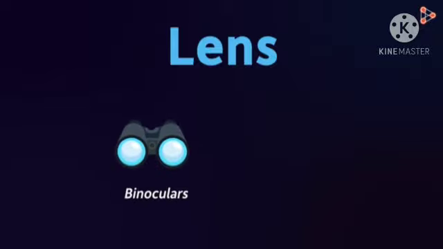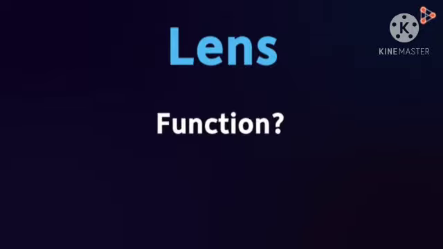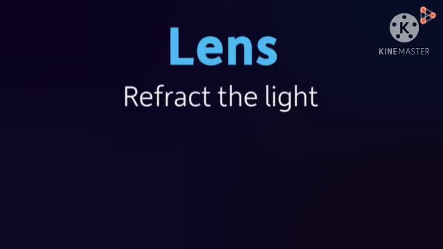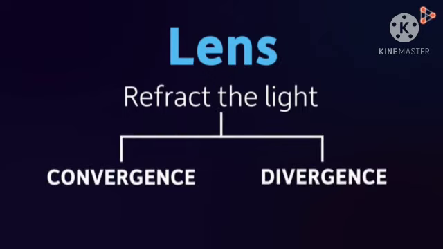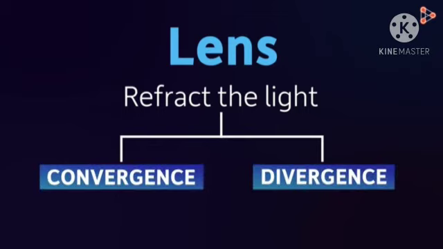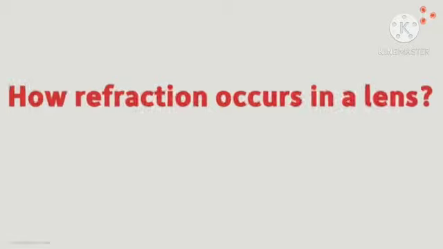What does a lens do? In our previous video, we saw a few examples where lenses are used. In binoculars and magnifying glasses, for instance. But how does a lens function? Well, the main purpose of the lens is to refract the light in some pattern. There are basically two patterns, convergence and divergence. But before studying these two patterns, we first need to understand how the light is refracted by a lens.